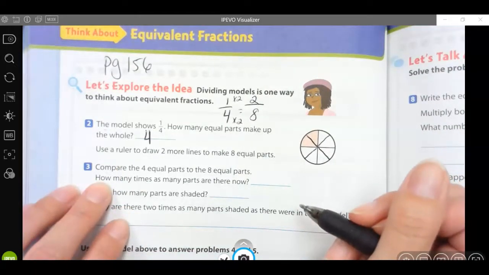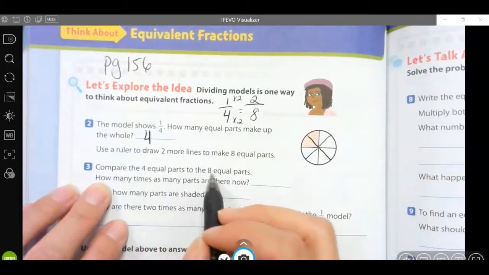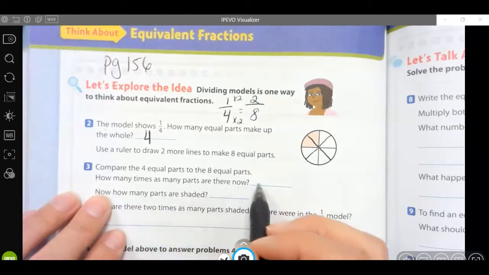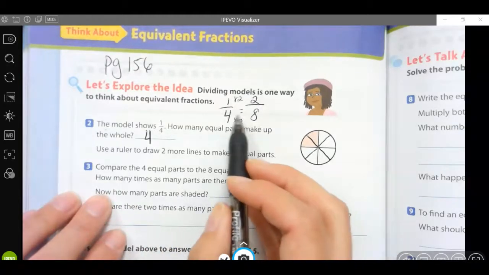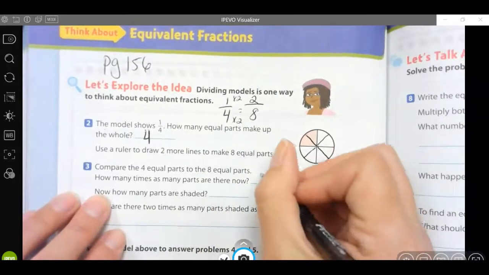Number 3. Compare the 4 equal parts to the 8 equal parts. How many times as many parts are there now? Well, we just did this. There's 2 times as many parts.